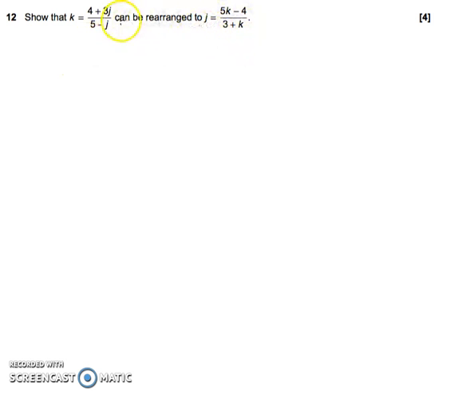It's nice to have this when you've got these questions. It says you can rearrange it to this because that's what you're aiming for, and if you didn't get that, you can give it another go. All right, so this question, let's start off by writing it out. k equals (4 plus 3j) over (5 minus j).